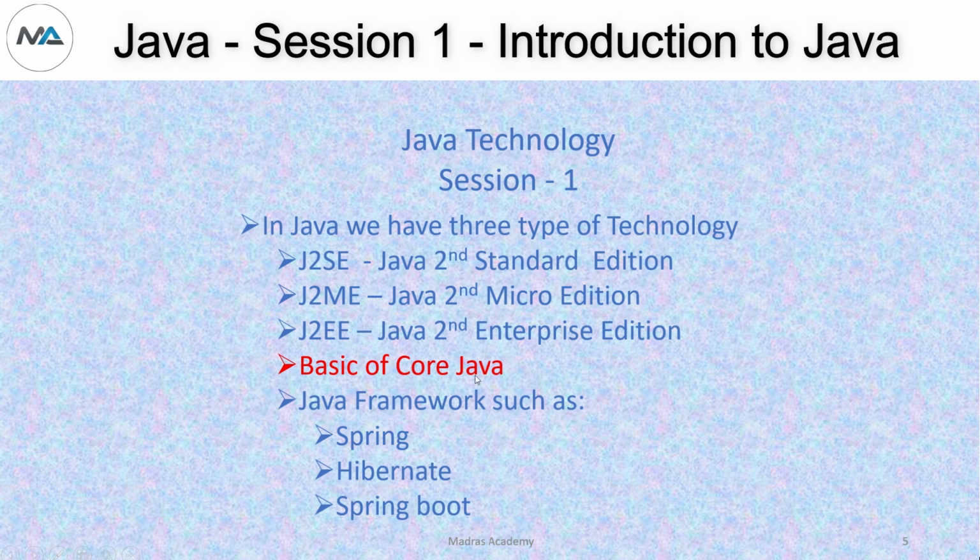How to write programs in core Java at a basic level. We'll complete that logical concept, and then we will move on to the advanced technologies, whether it is J2SE, J2ME or J2EE. As well, we have Java frameworks also, such as Spring, Hibernate, Spring Boot. If you are going to learn this type of technology, for this also we need a basic knowledge of core Java.